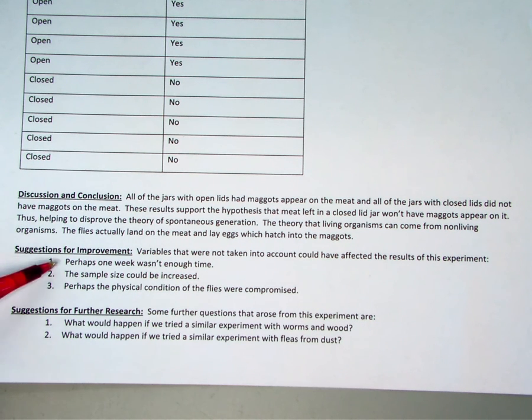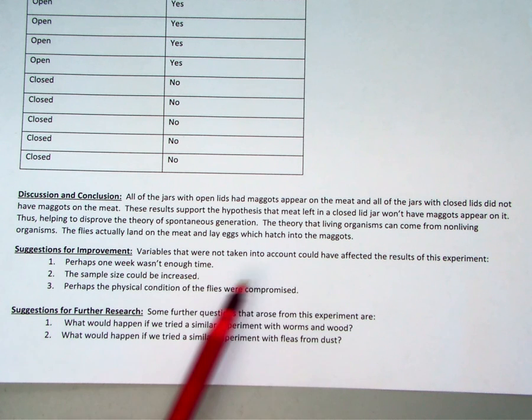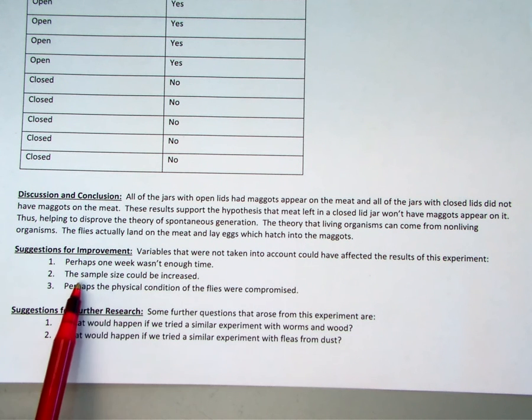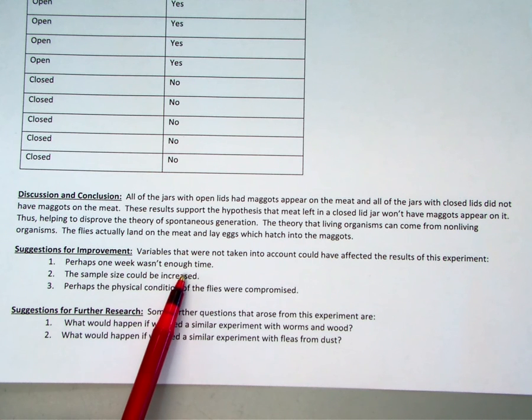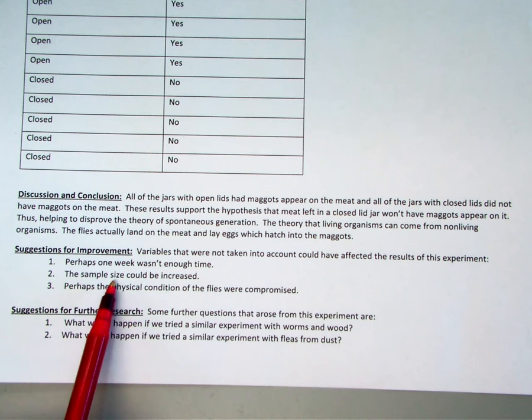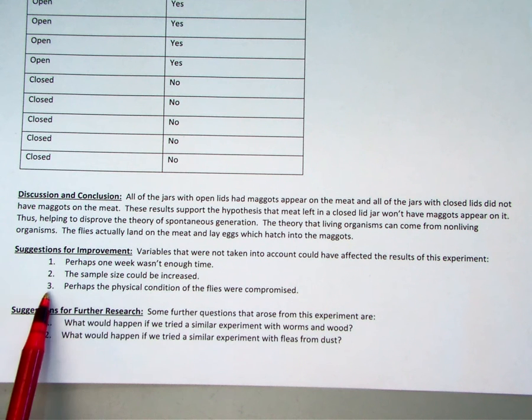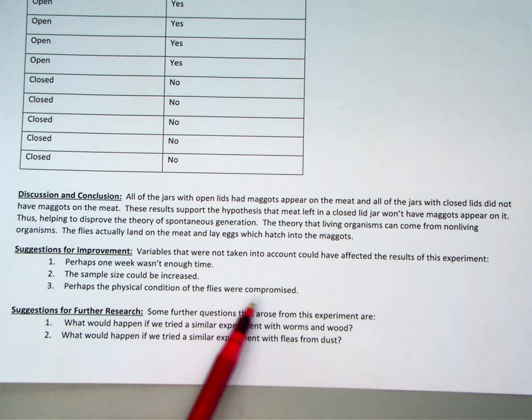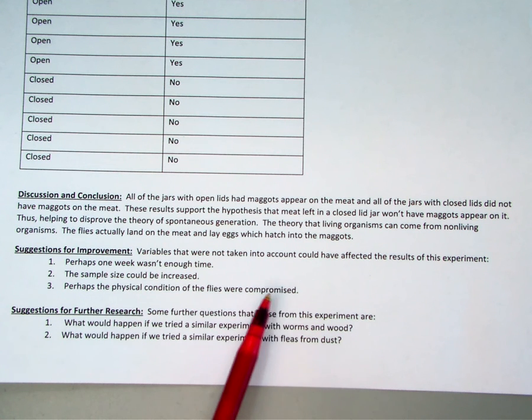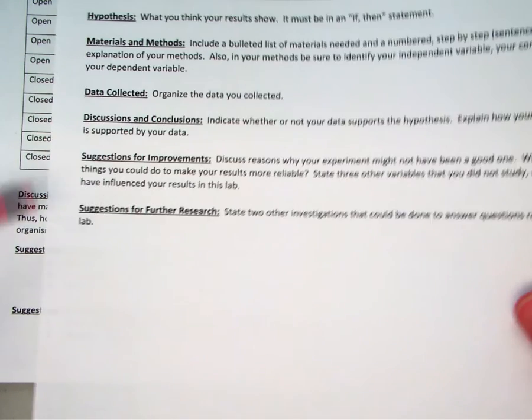Next, suggestions for improvement. Variables that were not taken into account that could have affected the results of this experiment: number 1, perhaps 1 week wasn't enough time. Number 2, the sample size could be increased. Number 3, perhaps the physical conditions of the flies were compromised. So this is the last part.